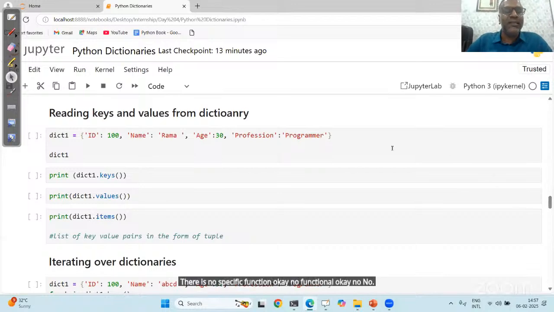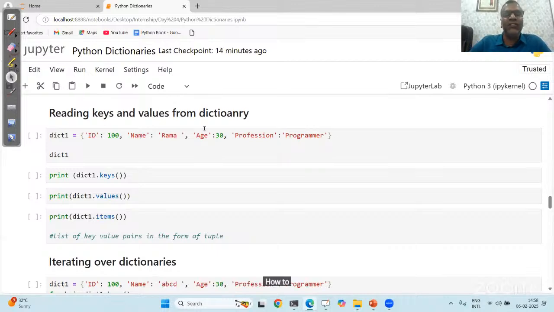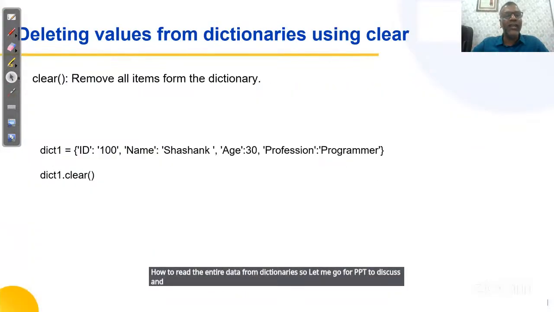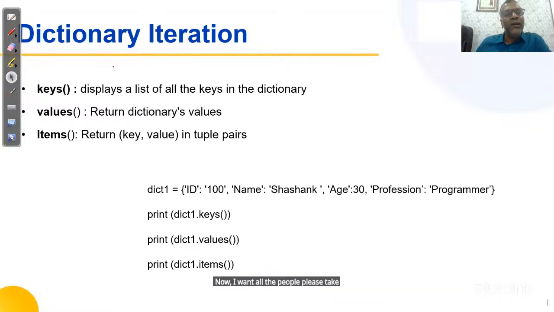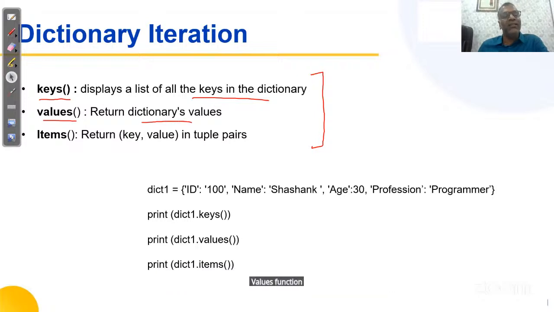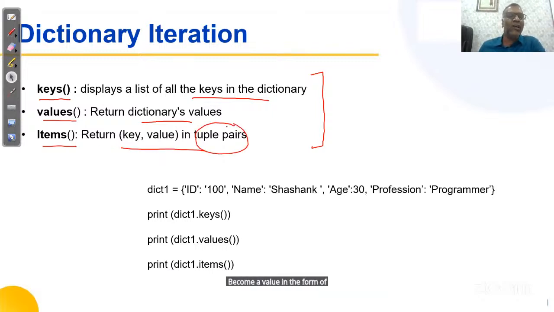Now, for the next few minutes, let me discuss an important concept: how to read the entire data from dictionaries. So, let me go to the PPT to discuss and demonstrate for 2 minutes. Okay. Now I want all the people to please take note that these 3 functions are very, very important. Now I have 3 functions. The keys function will give the keys from the dictionary. The values function will return values from the dictionary. Now items is a function which is going to return both of them, key comma value, in the form of tuple pairs. Is it okay for all of you?